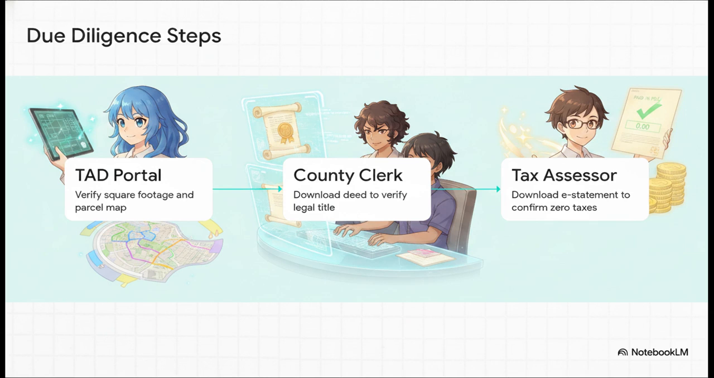Step 1, you jump onto tad.org. You pull up the account, verify that structural square footage in the improvement details, and check the parcel map for any weird boundary lines. Step 2, you head over to the county clerk's portal. Search the current owner's name, register your free account, and download that unofficial warranty deed to verify they legally own it. Finally, Step 3, you hit the tax assessor's portal, search the property, and download a free e-statement to confirm the account has zero outstanding tax liabilities. And just like that, you successfully cleared a property for investment using nothing but free public data.